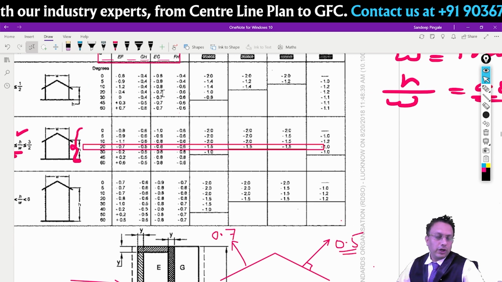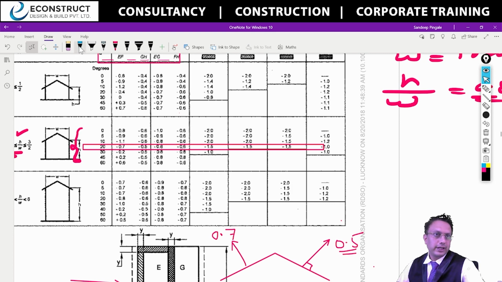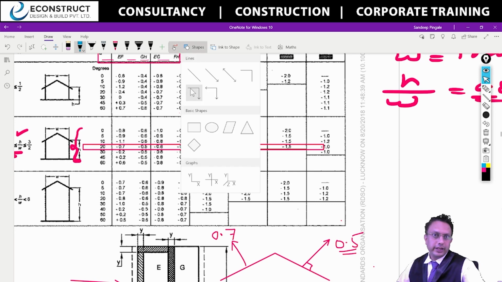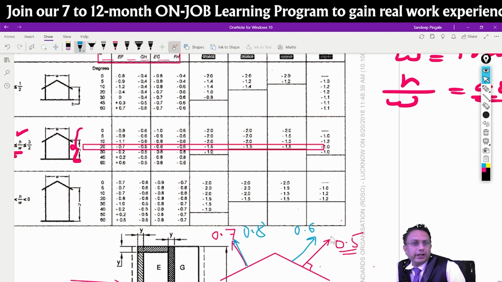Now let's take, instead of 0, it is 90 degrees. How much is it? 0.8 and 0.6. Correct? Now how do we calculate the 0.8 and 0.6 in a similar manner? 0.8 and 0.6, and both are coming under negative only.